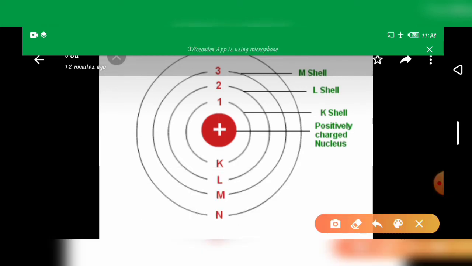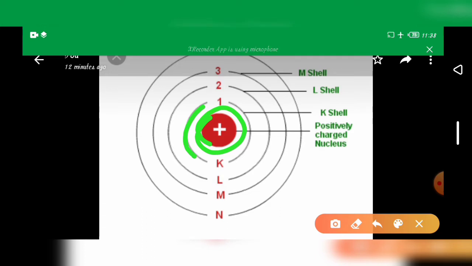See here, this center point is positively charged. The positively charged nucleus and neutrons will be present in each and every cell. The first cell is the K cell, the second cell is the L cell, the third cell is the M cell, and the fourth cell is the N cell.